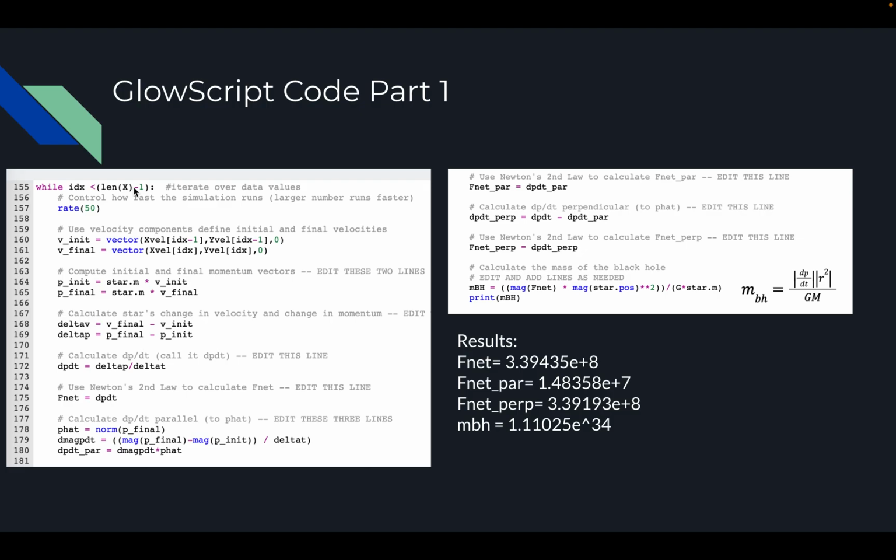Here's the GlowScript that I used to calculate the mass of the black hole. On this side, we're calculating the two forces, the parallel and perpendicular forces, and then over here we're using the equation as shown earlier that calculates the mass of the black hole. The net forces of the parallel and perpendicular are shown here, and the mass, as stated earlier, is 1.11025e34.